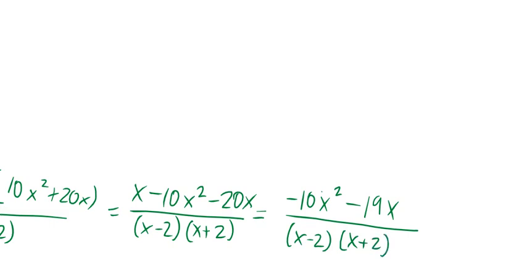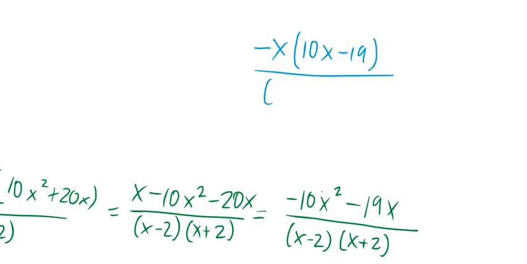I should check before I say I'm done. I should check to make sure nothing simplifies. If I factor the top, I have negative x times 10x minus 19 over x minus 2, x plus 2. Nothing simplifies. I'm good.